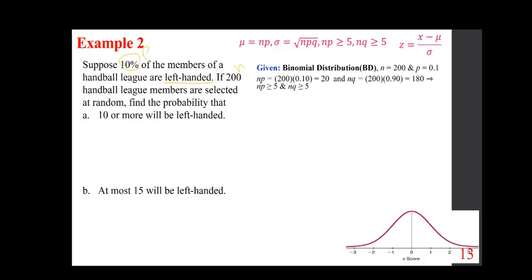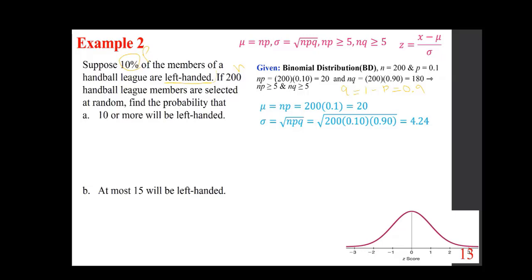So first and foremost, this is given. We are dealing with the binomial distribution. N is 200, P is 0.1. NP is 20, and NQ is definitely larger because Q is larger. And again, Q is 1 minus P, or 1 minus 0.1, or 0.9. Mu is NP. We already have it as 20. And sigma is the square root of NPQ. We multiply them, we take a root, and that would be sigma equals 4.24.